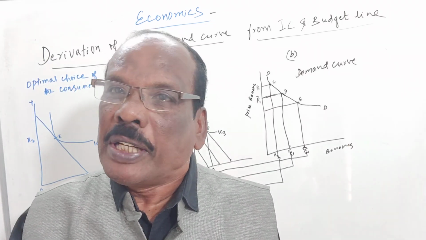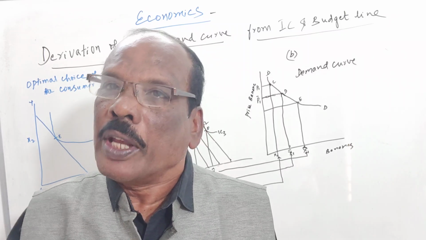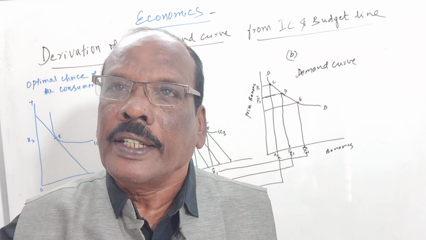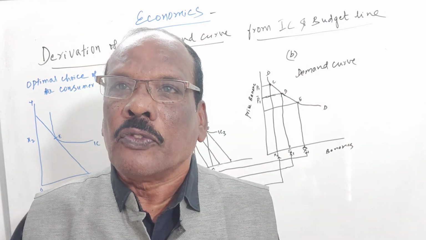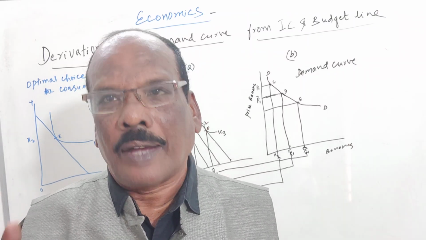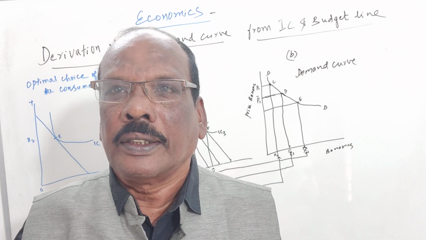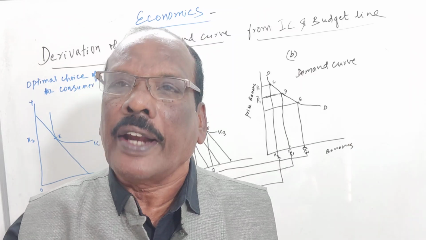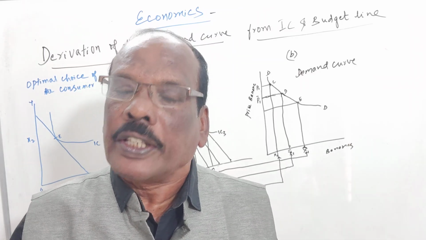In the previous videos we have understood how a consumer attains equilibrium, or which is the optimal choice of the consumer. That is explained by Professor J.R. Hicks and Allen.